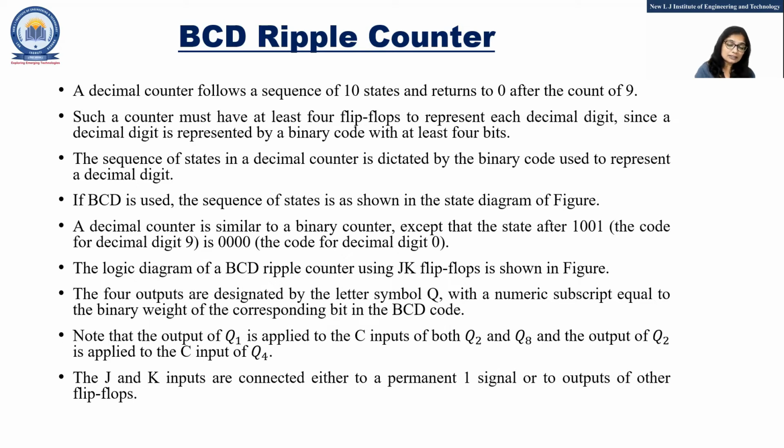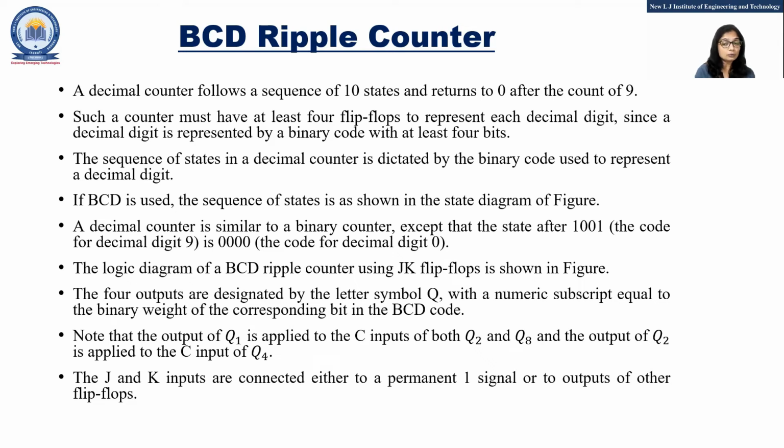So counting will start from 0 and end with 9 because the valid BCD number is 9. So the flip-flop will reset from 10. That's why the name is decade counter also. This BCD ripple counter is also known as a decade counter, because 0 to 9 means 10 counts will be there and it will reset from 10.